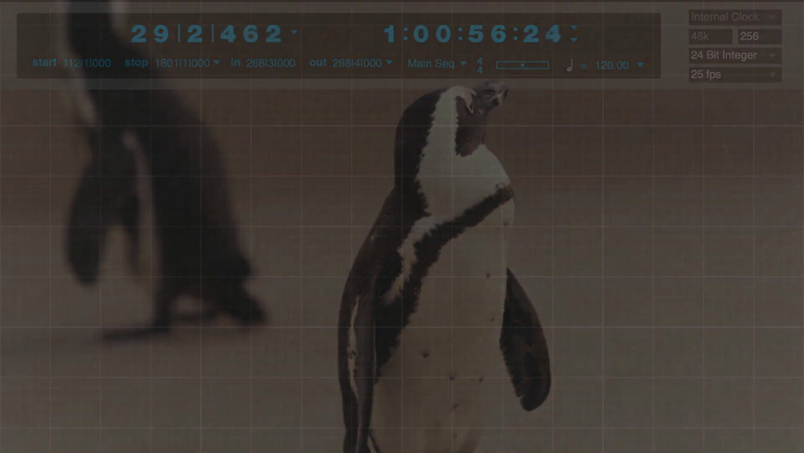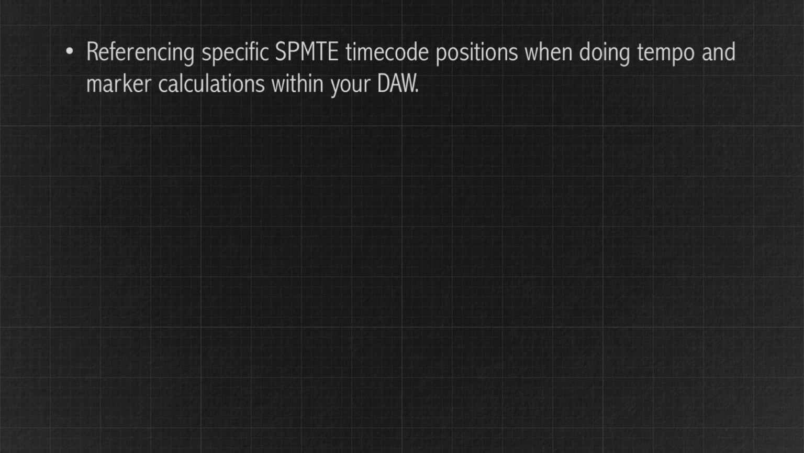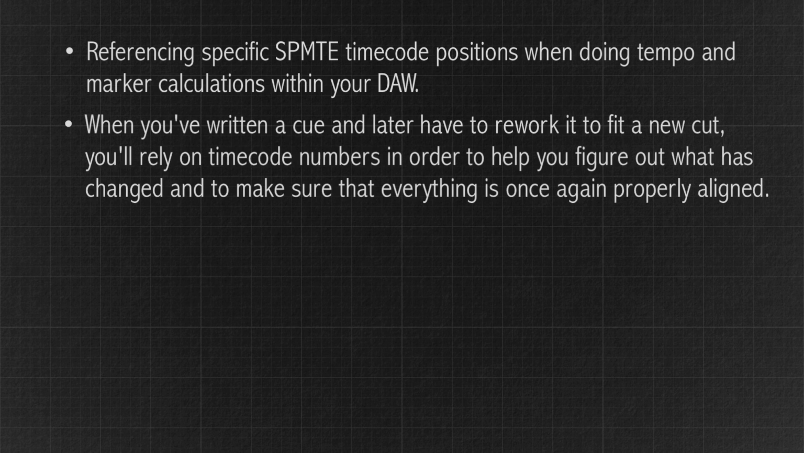Other ways you will use SMPTE Timecode include referencing specific SMPTE Timecode positions when doing tempo and marker calculations within your DAW. When you've written a cue and later have to rework it to fit a new cut, you'll rely on timecode numbers in order to help you figure out what has changed and to make sure that everything is once again properly aligned.